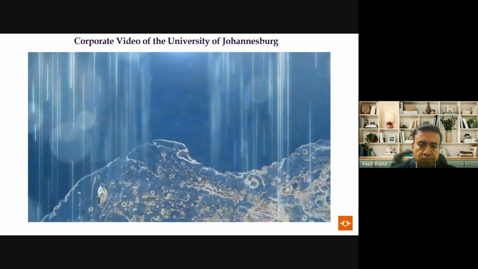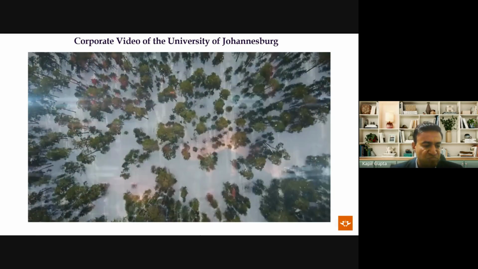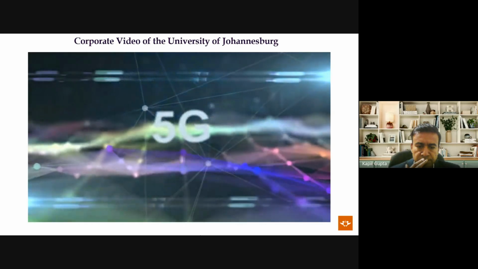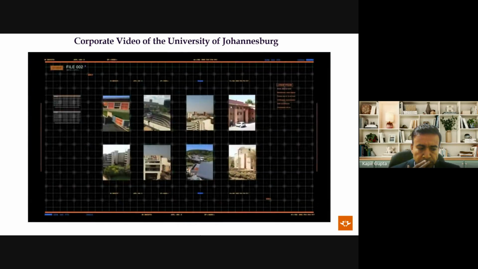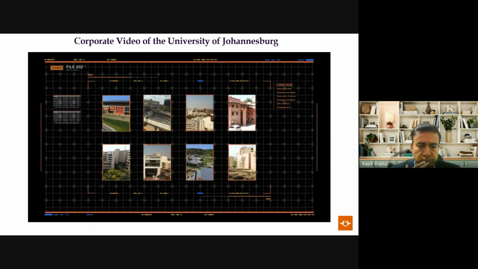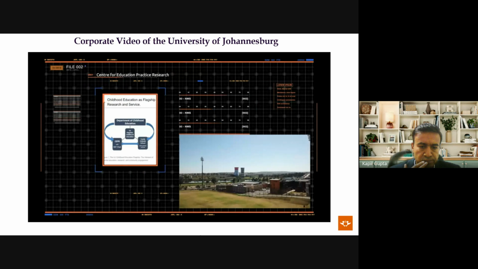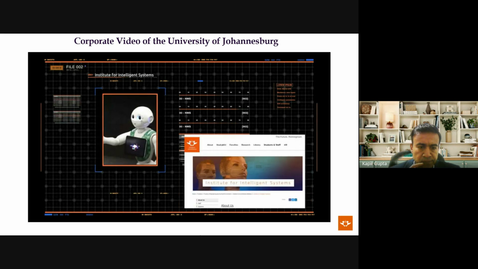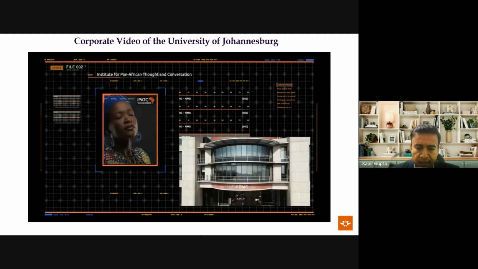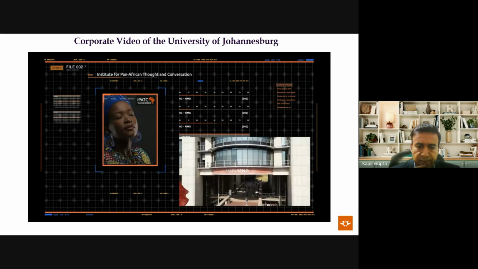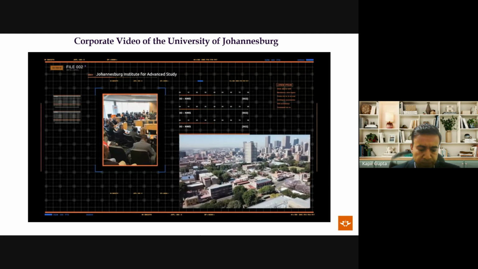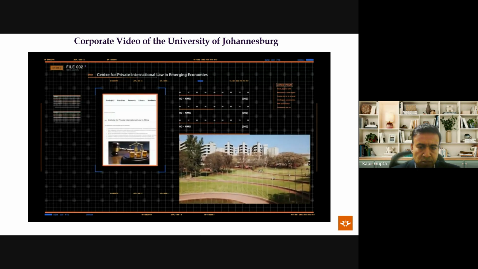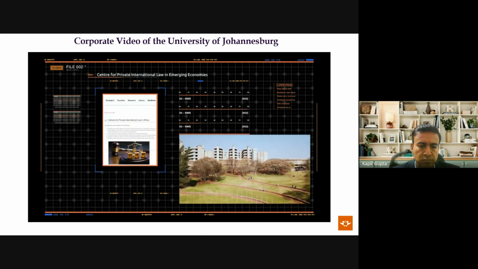We're interrogating the sustainability of global resources through earth sciences, looking deep into our past to see a future that we can help shape. We have 43 specialized research centers that include the Center for Education Practice Research, the Graduate School of Architecture, the Institute for Intelligent Systems, the Institute for Pan-African Thought and Conversation, the Johannesburg Institute for Advanced Study, the UJ Confucius Institute, and the Center for Private International Law in Emerging Economies.